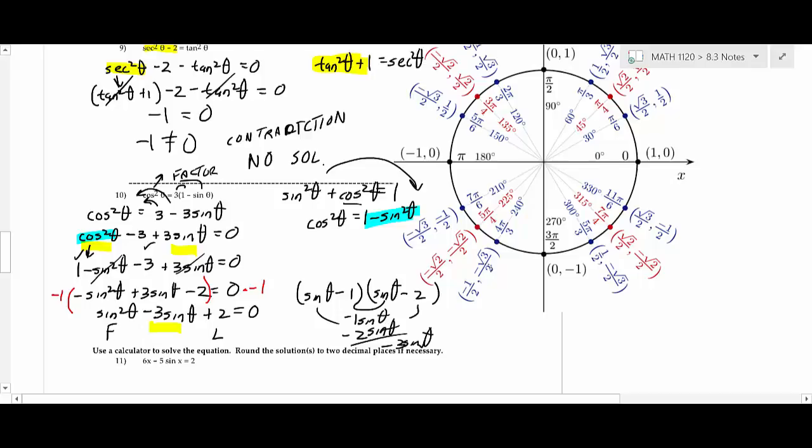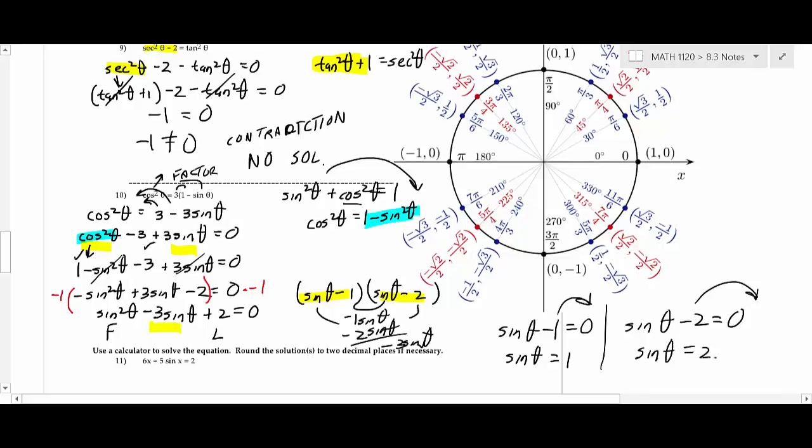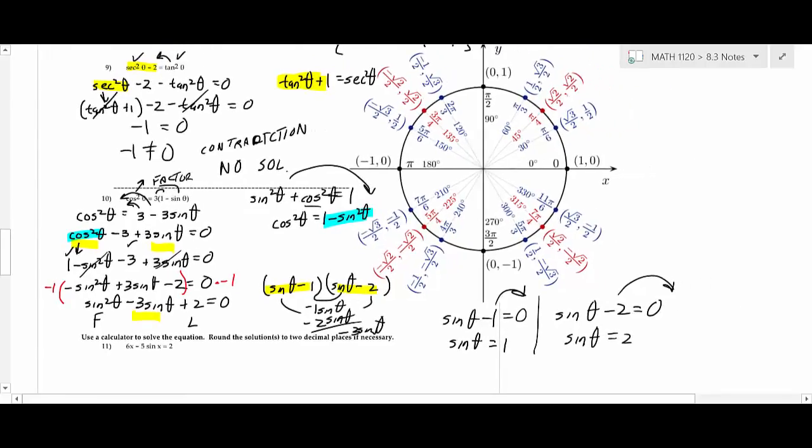Now what I'm going to do from here is take each factor, like I've been doing, and set each factor equal to 0. So you have sine theta minus 1 equals 0, solve that. Then you have sine theta minus 2 equals 0, solve that. The unit circle will give you the answers to those equations. For this one, add 1 to both sides, so you have sine theta equals 1. For this one, move the 2 to the other side, so you have sine theta equals 2. Now it's unit circle time. First of all, on the unit circle, where is the sine 1? What angle gives that?